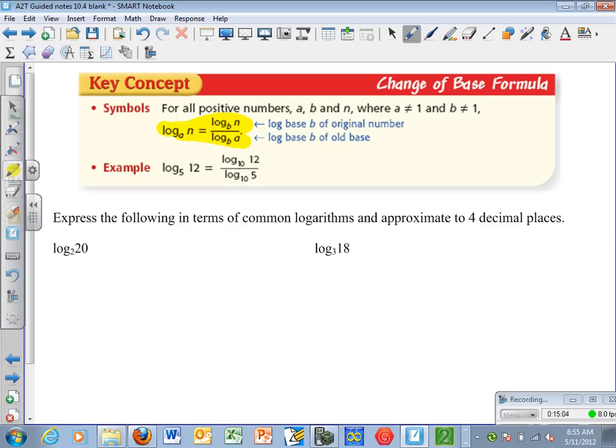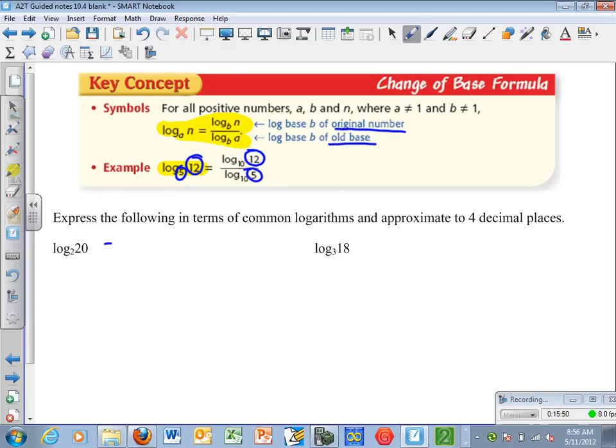Here's what it says using variables. If we have the log of n in base a, we're going to change it to base 10. Here's a numeric example, which hopefully will make more sense. If I have the log of 12 in base 5, notice we're changing to base 10. It's the log of 12, the bigger written number, divided by the log of the old base. There's what it says.